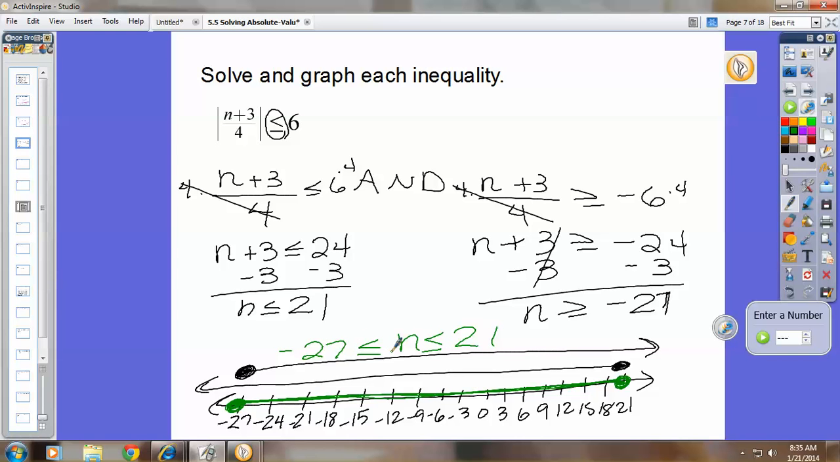Just a reminder, guys, when you're setting up your two inequalities, that second inequality, you're doing two things. You're changing your inequality symbol and the sign. That's the only two things you change. You don't do anything to what's in absolute value. It stays exactly the same. When you're writing your solution, I need the graph, and I need the compound inequality that describes that graph.